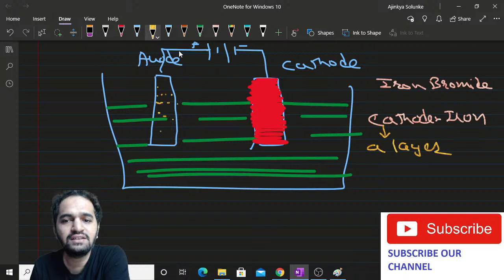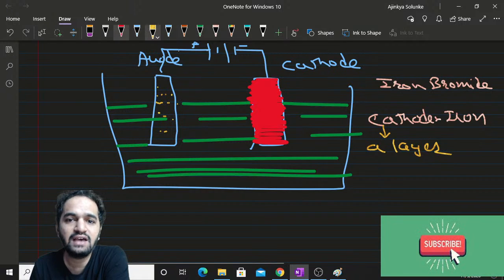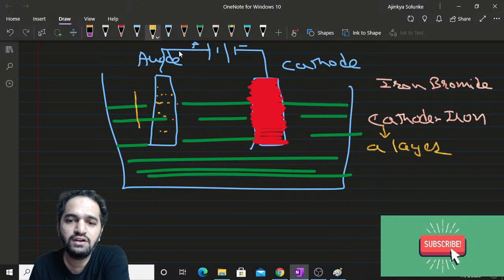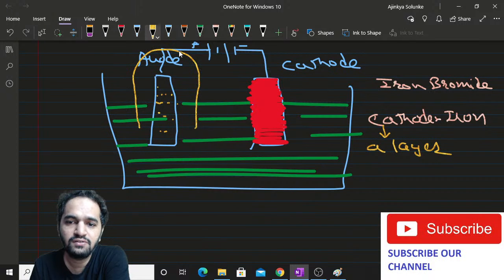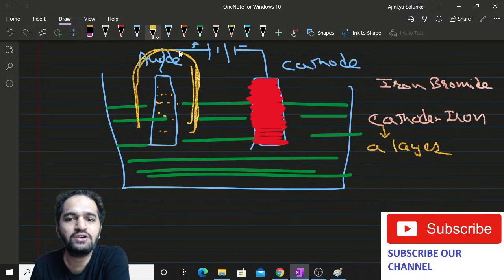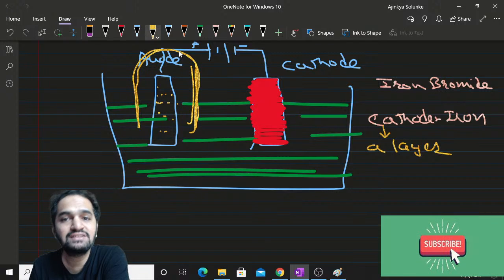If you want to collect this particular gas, you can do one thing. You can put one inverted test tube over it, like this. Okay, and then you will be able to collect that gas. But basically it is not going to create a layer, because gas cannot create a layer. Metals can create a layer.